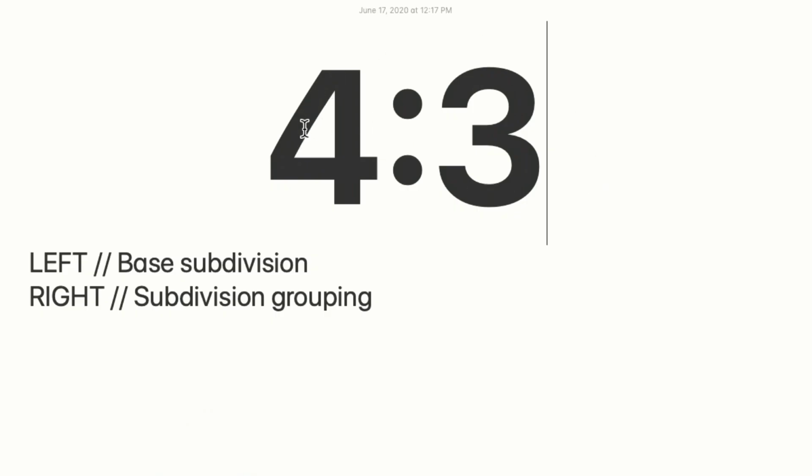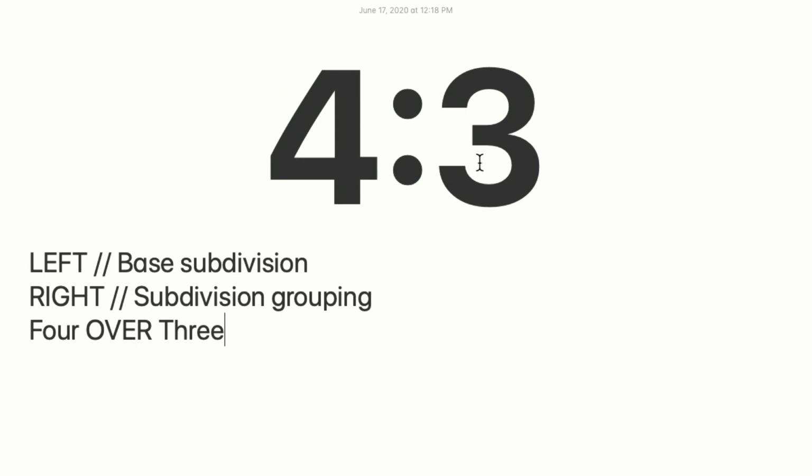So this ratio tells us a few more things. It's called 4 over 3. That's how you read a polymetric ratio or a metric ratio. Okay, so that means that there are 4 beats that are going to happen in the space of 3 beats. 4 over 3. 4 beats happen in the space of 3 beats.